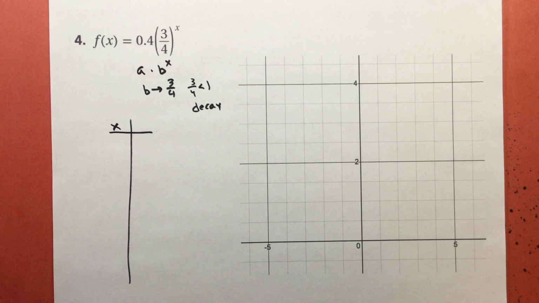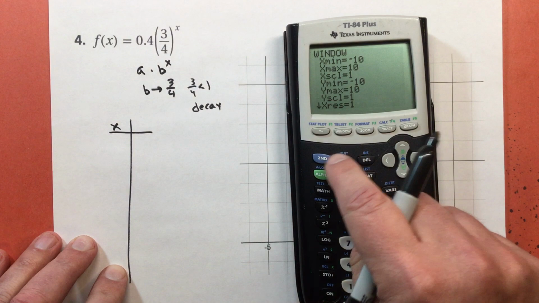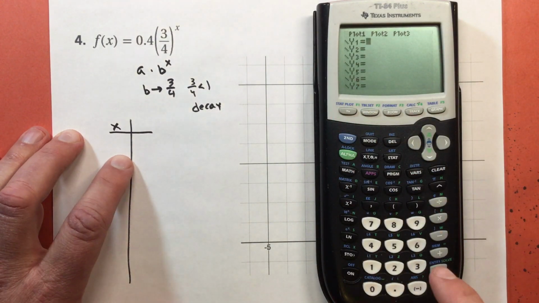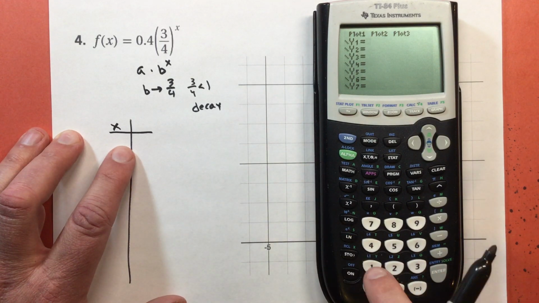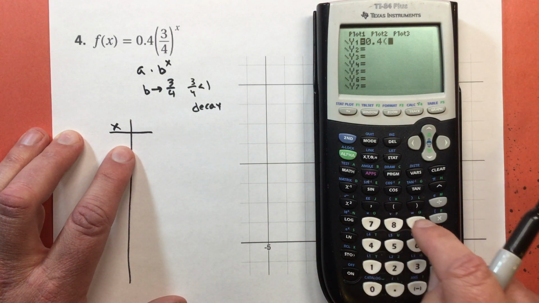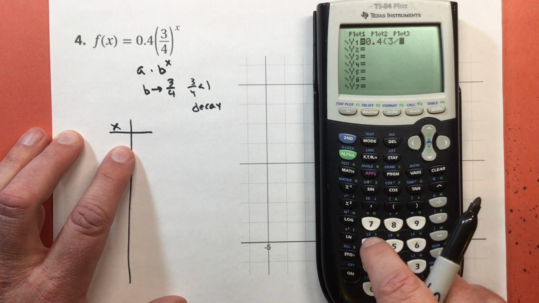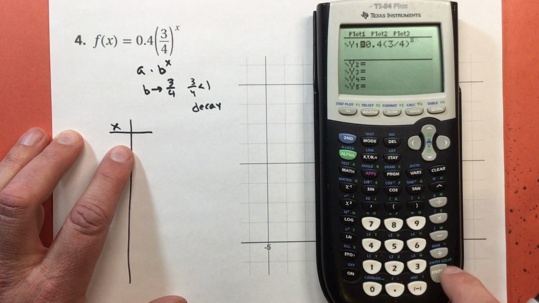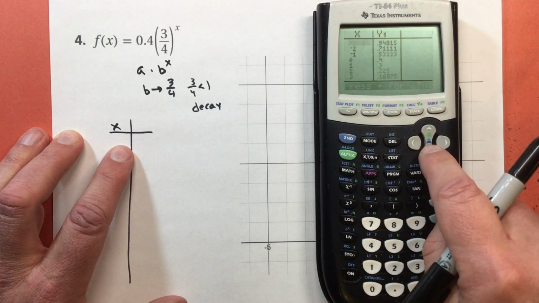I know you can't see what I'm doing right now. I'm just clearing out what was there before. All right, so let's go to y equals, and we'll say 0.4 times, I'm going to go ahead and do 3 divided by 4. I know that's the same as 0.75, that's okay. To the power of x, and let's look at our table.